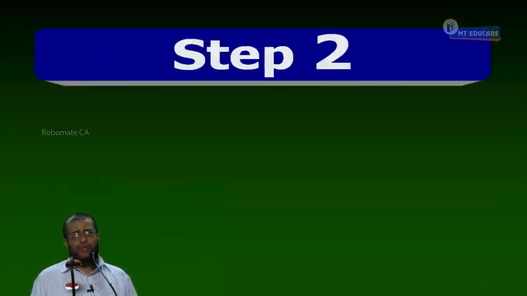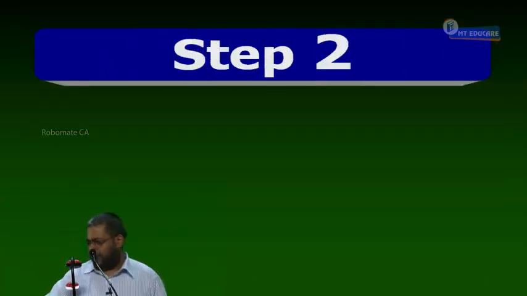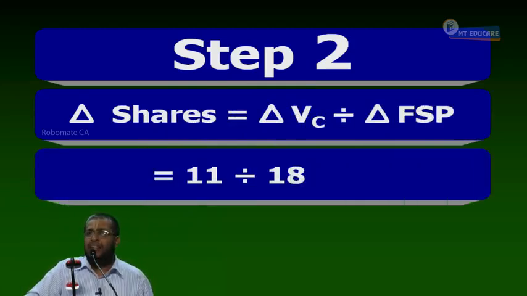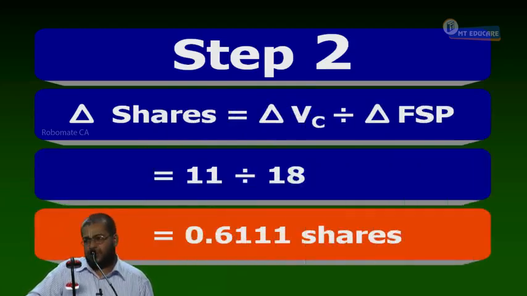Now, step 2 is what? Delta shares. Tell me what the formula for delta shares? Change in VC divided by change in FSP. Tell me the number here. 11 divided by 80. That gives you how many shares? 0.6111 shares is the delta shares. Am I right or not?